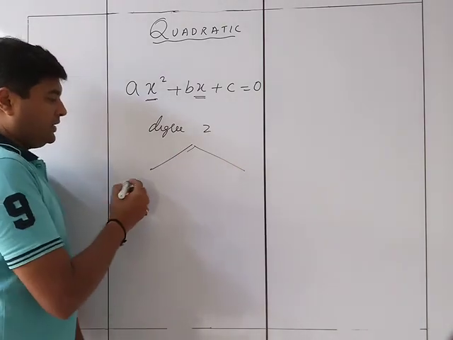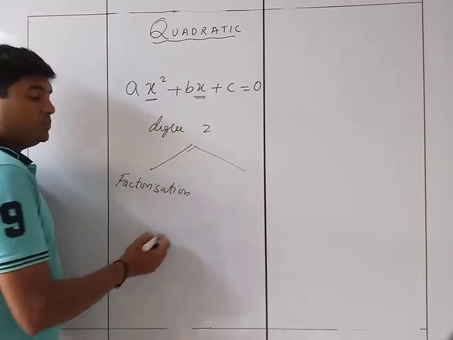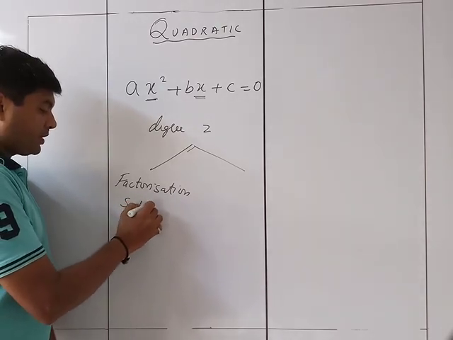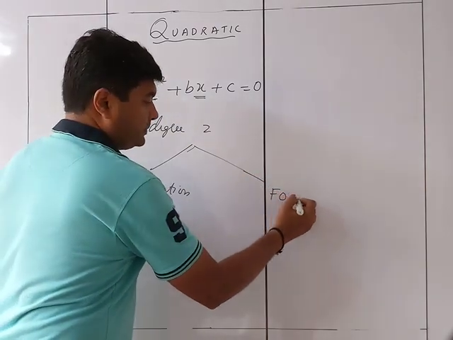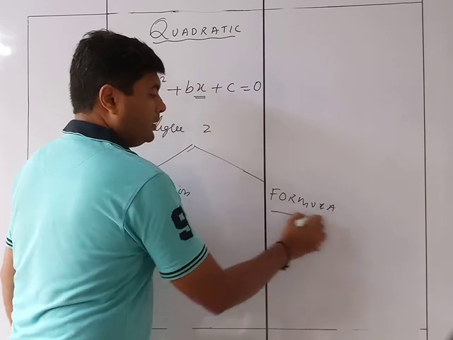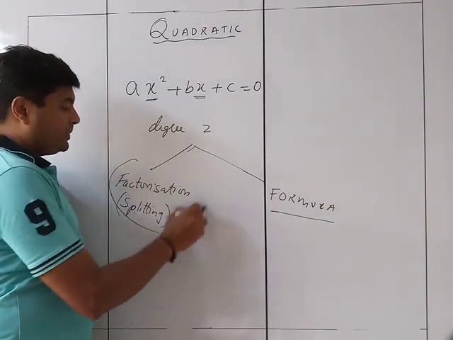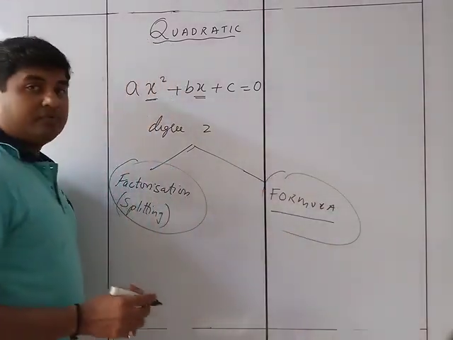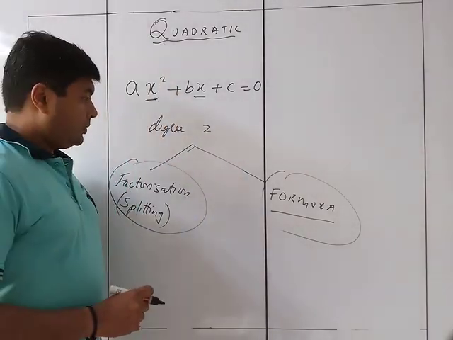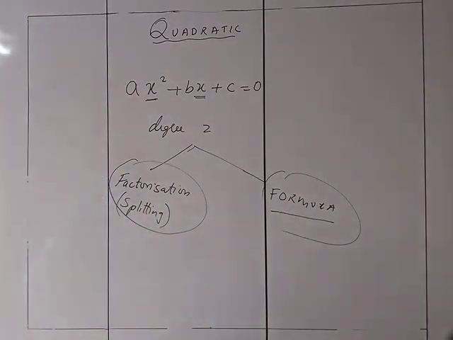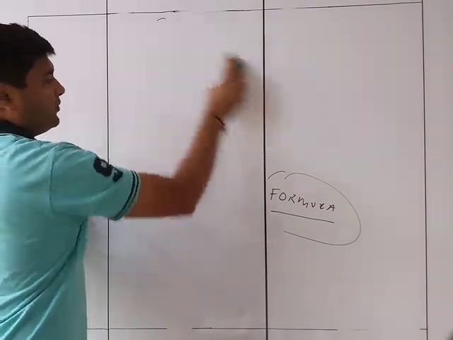In such equations we can solve them by two methods. The first method is the factorization method, which is also called the splitting method, and the other one is the formula method. So basically either by this method or by this method you are going to solve these particular kind of equations. Before we do this, we'll just go through the two methods first. Let's take an example for the factorization method.